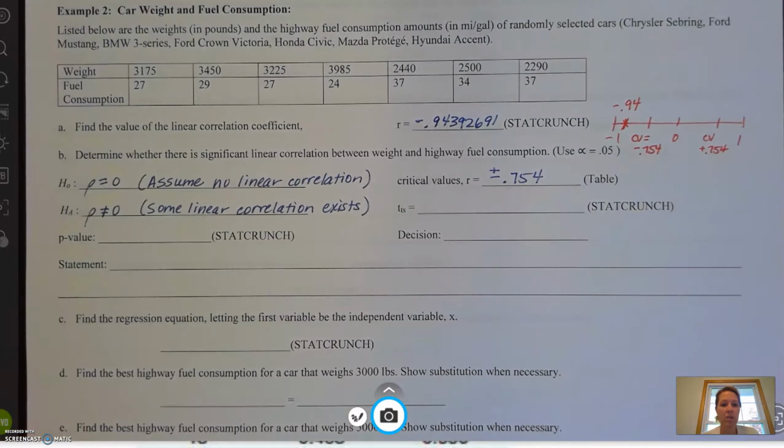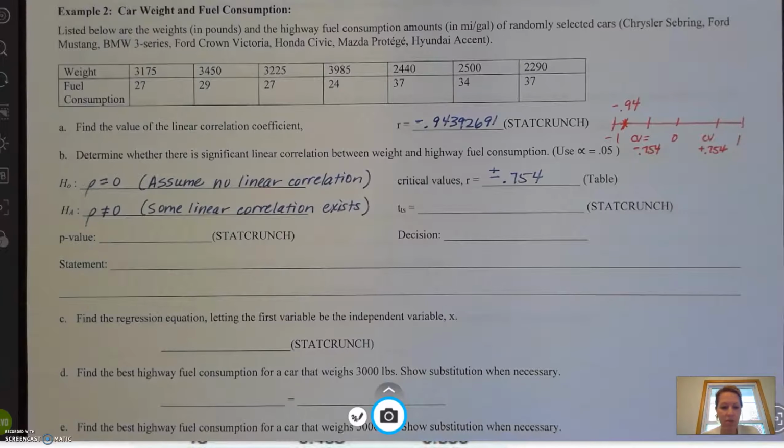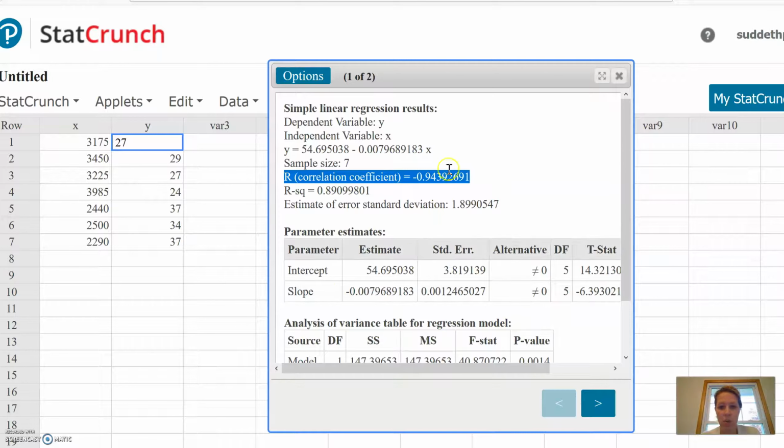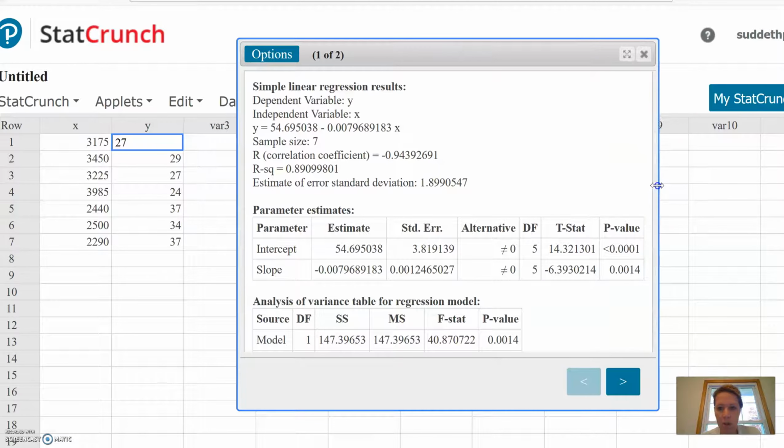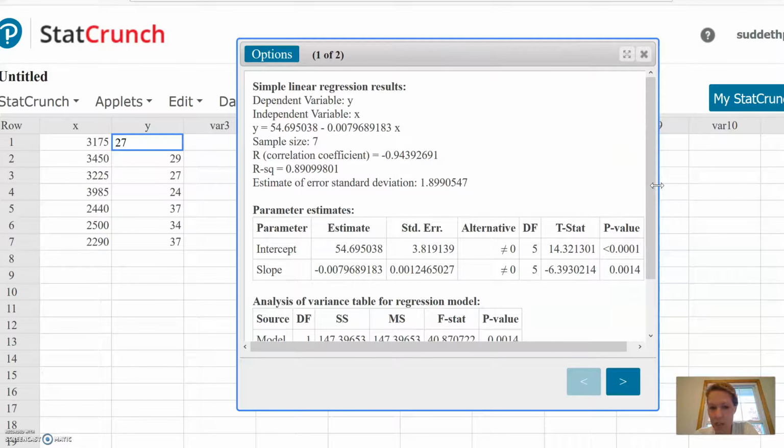Then we can also do the p-value method. Remember, we are going to get our test statistic and everything from StatCrunch. So let's go ahead and do that. We're going to look at our test statistic where it says slope. Our test statistic on StatCrunch is negative 6.39300214. Our p-value is 0.0014. And remember, this is a two-tailed test because it's not equal to. So our p-value is definitely less than our significance level. So 0.0014. Let me change screens here.